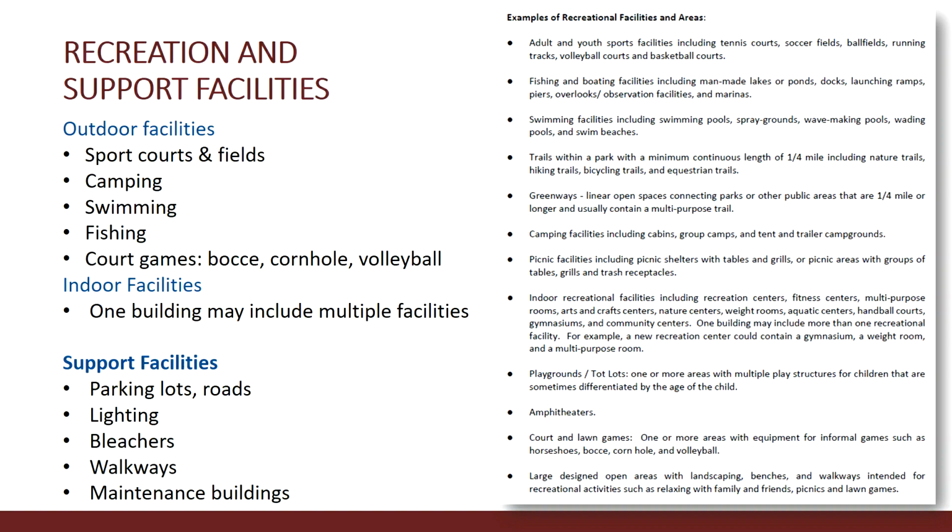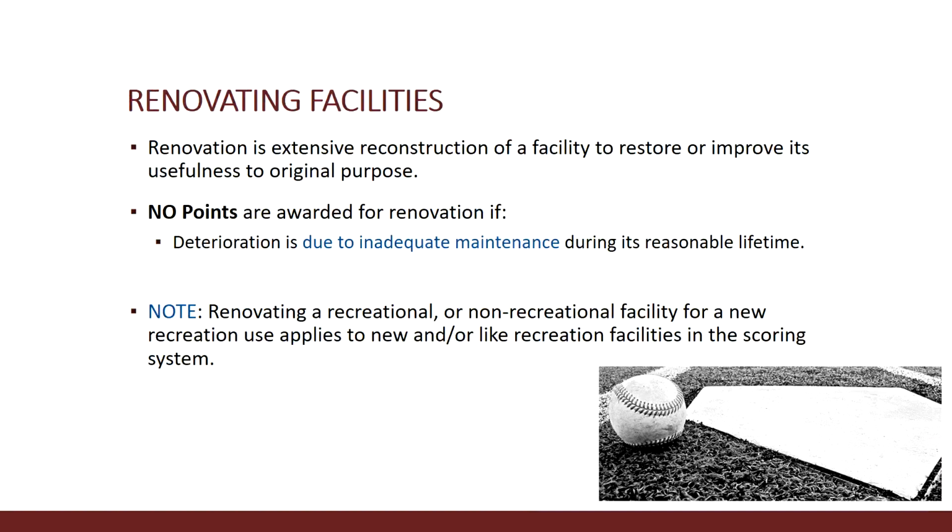And then other things that are eligible, that don't necessarily score points but are eligible costs, are your support facilities. So parking lots, roads, lighting, bleachers, walkways. These accessible routes and walkways are all eligible expenses. Maintenance buildings, those support structures, are eligible. So again, look at the list that's in the definitions. Also keep in mind that renovating is extensive reconstruction, so this might be that adaptation. So you're adapting current facilities to improve their usefulness, again, to meet the needs of children and veterans with disabilities.